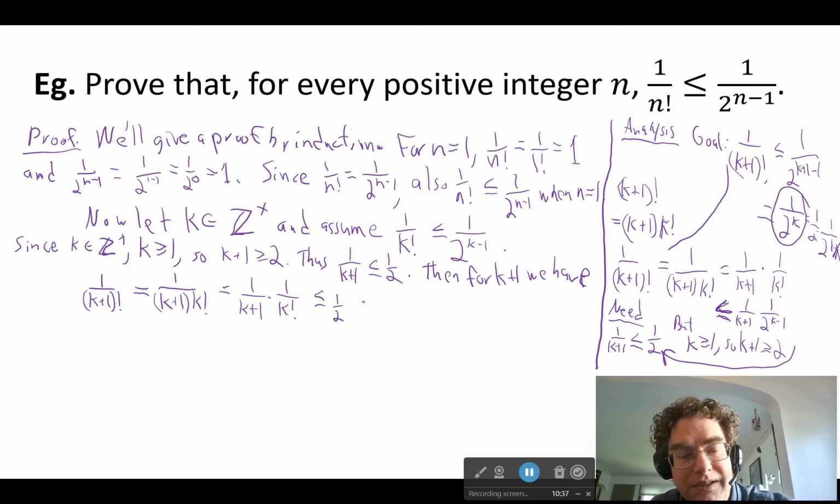Make that substitution. Here's where we get our inequality kicking in. Okay, so now we have 1/2 times 1 over k factorial. And now that we have that k factorial nicely in there, we can use our induction hypothesis. So let's say this is less than or equal to 1/2 times 1 over 2 to the k minus 1. Okay, here's where we used our induction hypothesis.